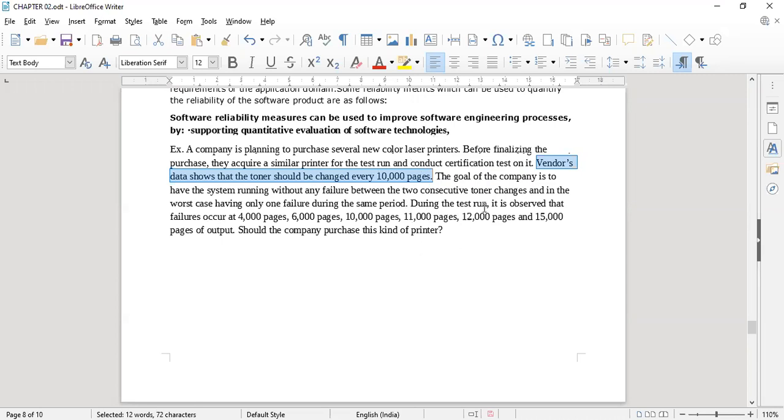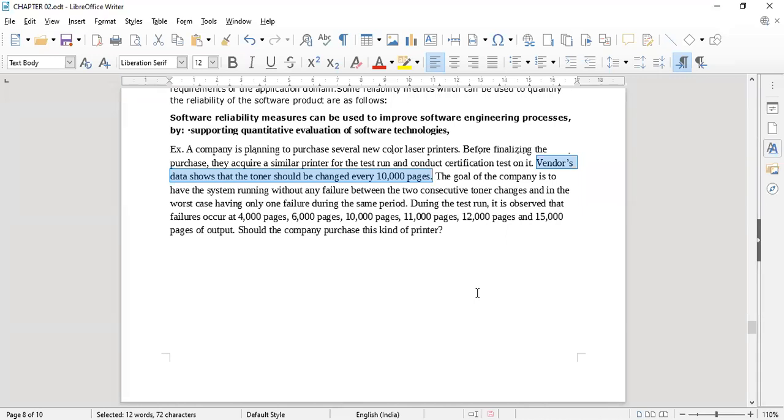But during this test run, it is observed that failures occur at 4,000 pages, 6,000 pages, 10,000 pages, 11,000 pages, 12,000, and 15,000 pages of output. According to the agreement, or the reliability given by the vendor, this toner will work properly up to 10,000 pages. But actually at the time of the test run, it is found that no, it does not. This agreement or this reliability does not hold. Your faults can occur many more times.